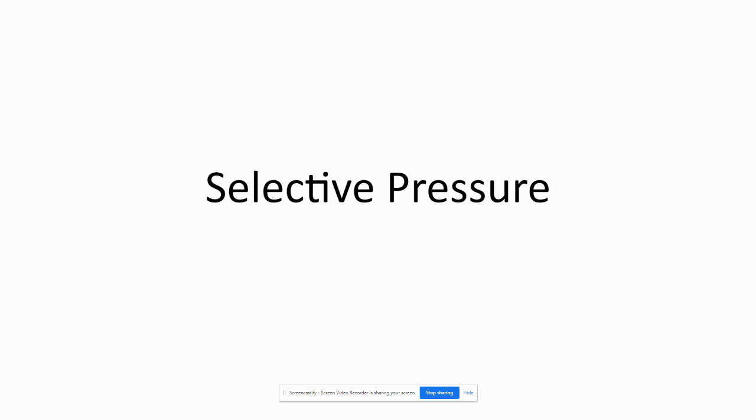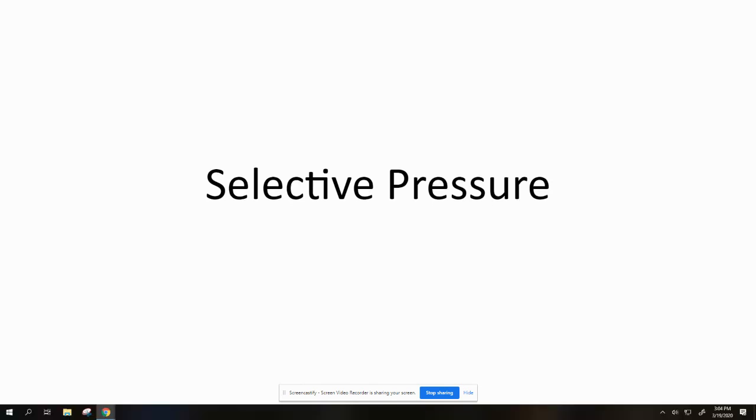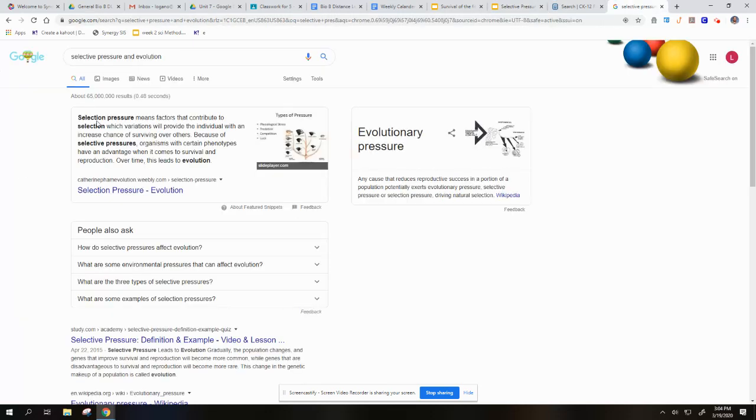Now, I do want to talk about one key word that is not mentioned realistically anywhere in those videos directly. The term is selective pressure. If you insert selective pressure into Google, it says selective pressure means factors that contribute to selection, which variations will provide the individual with an increased chance of surviving over others. I'm sure you don't understand what that means. That is totally fine.